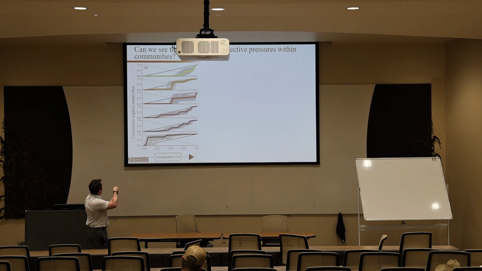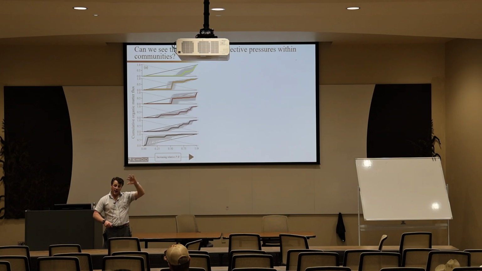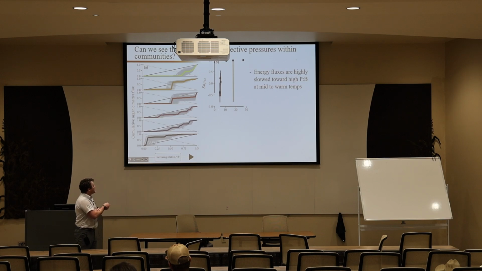We can see that in our warmest systems, we see this open, upward sloping effect. In our coldest systems and our medium systems, it becomes closer to neutral. And in the coldest systems, we actually see this completely opposite effect. This allows us to compare, in this case, systems that have 40 species to systems that have 10 species in a standardized way, to see how skewed these trait distributions are relative to the cumulative flux. We see that energy fluxes are highly skewed towards higher P to B at mid to warm temperatures. As you move from our coldest temperature to our warmest temperature, we see this very positive skew in our flux distribution.